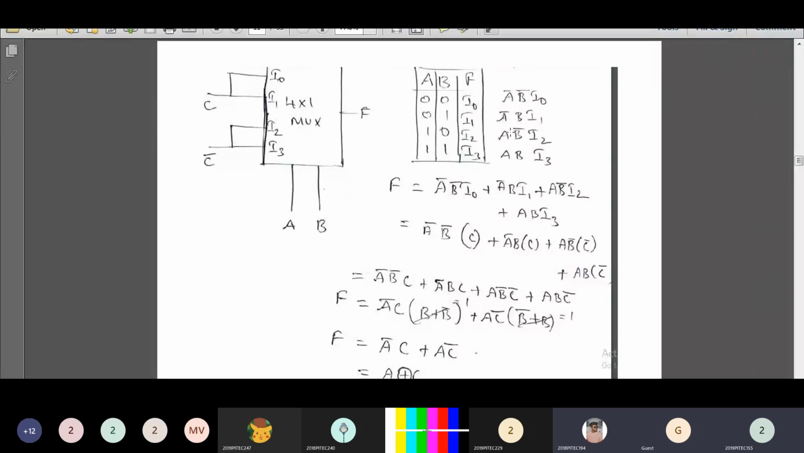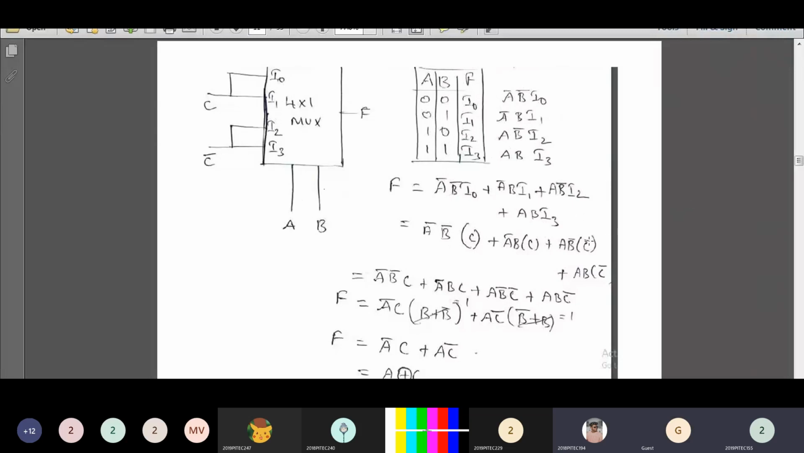Now we are going to substitute the I naught, I1, I2 and I3 values. A dash B dash, what is the I naught value? The I naught value is C. The value of I naught and I1 is C only. So you have to substitute C for I naught and I1: A dash B dash C plus A dash B C plus A B dash of I2. What is the I2 value? I2 is connected to C dash, so you have to substitute C dash here.